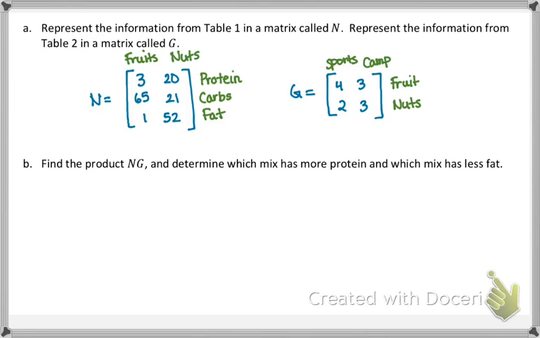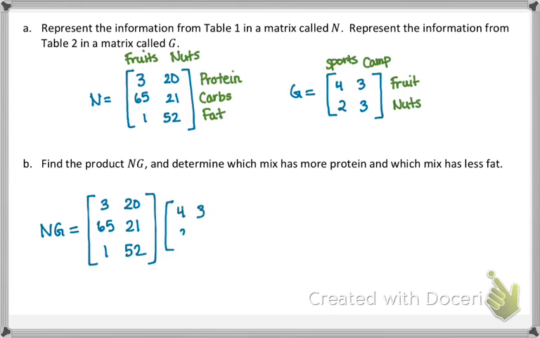Okay, so now we're going to multiply and find the product NG, and that's going to help us determine which mix has more protein and which mix has less fat. So let's look at the dimensions to make sure that we can even multiply them. The top half of this is just the slide from the previous page because I wanted to look at A and B together as we're doing them. Here is NG. N is my 3 by 2 matrix, and G is my 2 by 2 matrix.